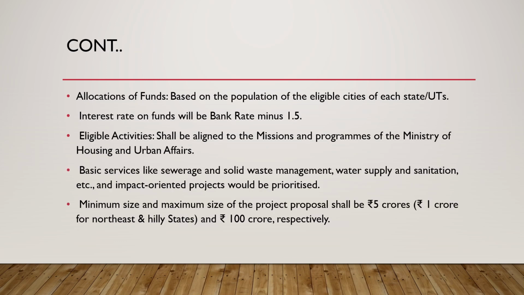About allocation of funds based on the population of the eligible cities of each state/UT, where interest rates on funds will be bank rate minus 1.5. Then we have eligible activities shall be aligned to the mission and programs of the Ministry of Housing and Urban Affairs. Then we have basic services like sewerage and solid waste management, water supply and sanitation, and impact oriented projects should be prioritized. Then we have minimum size of the project proposal shall be 5 crore, which is 1 crore for northeast and hilly states and 100 crore respectively.